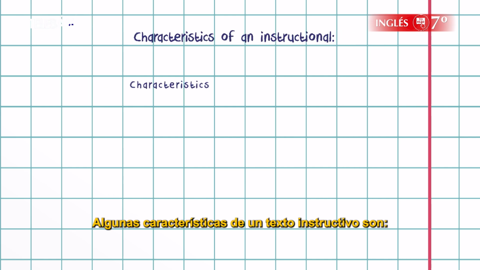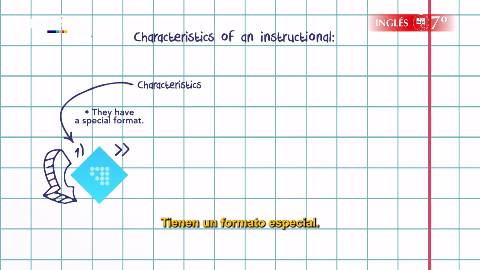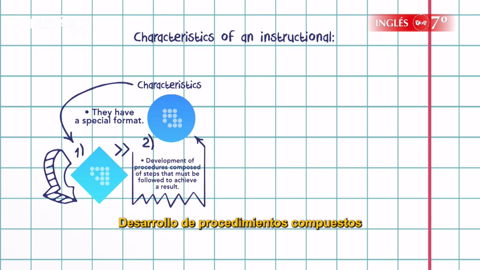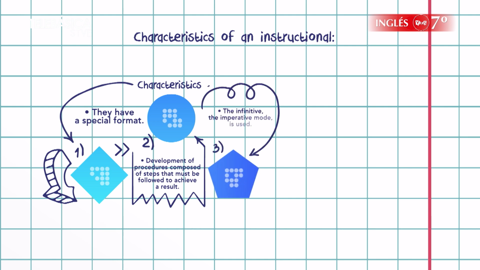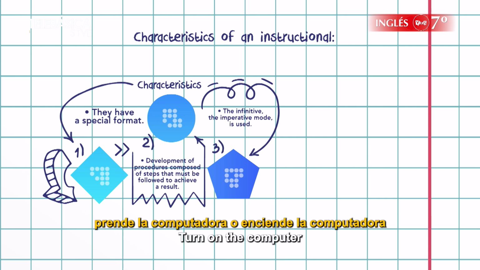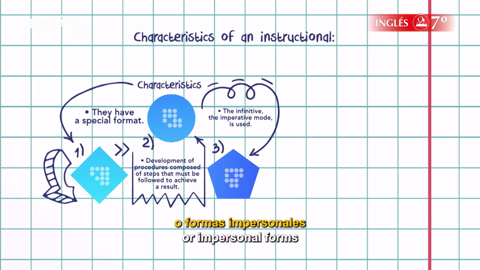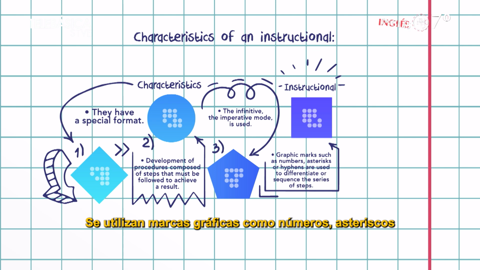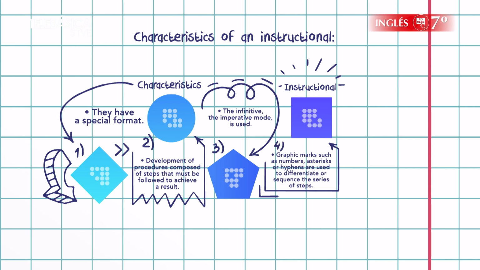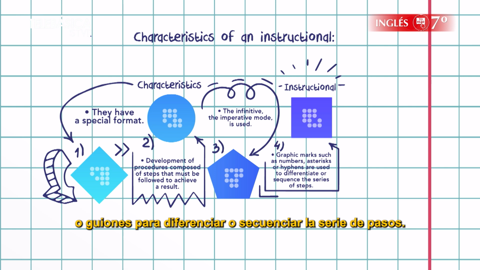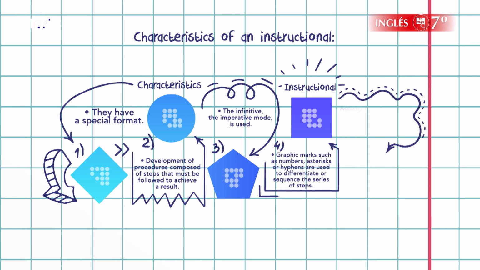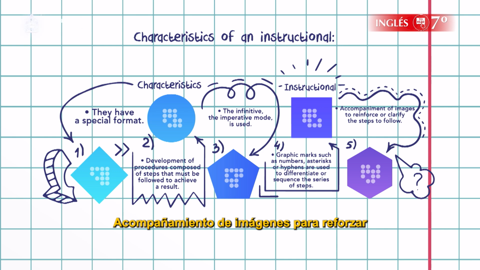Some characteristics of an instructional text are: they have a special format, development of procedures composed of steps that must be followed to achieve a result. The infinitive, the imperative mode, is used. Turn on the computer, or in personal forms, the computer turns on. Graphic marks such as numbers, asterisks, or hyphens are used to differentiate or sequence the series of steps. Accompaniment of images to reinforce or clarify the steps to follow.